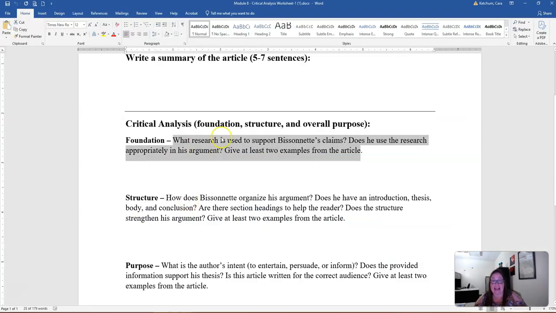So when you're looking at foundation, that's what you're looking at. And you're going to want to give 2 examples from the article. So you may say, yeah, his foundation was solid. The research was excellent. Great. Say that and give 2 examples from the article where you are saying this is good research and he uses it well. If you're like, nah, this research is bad, give me 2 places and say why it is bad. You may be like, he does good in some places, but not in others. Great. Give me 2 examples that show what you're saying. Remember, you're focusing on the how, not the what.